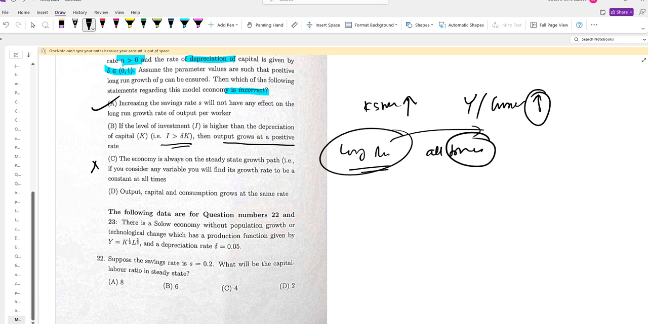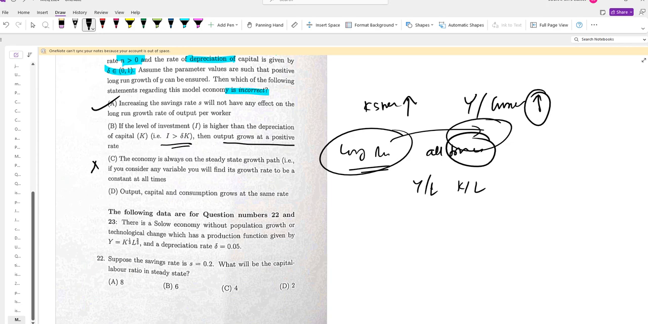So you are reaching a steady state in the long run. It doesn't mean you are always at a good position, okay. So during the transitional dynamics, the growth rate variables like output per worker, capital per worker, Y by L, capital per worker may vary before reaching the steady state value, okay.